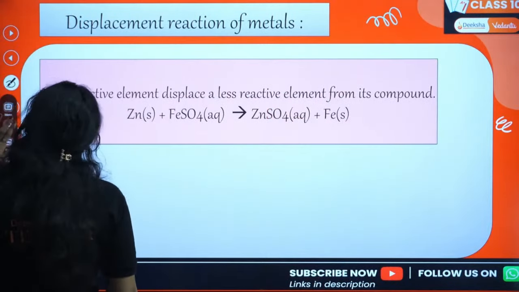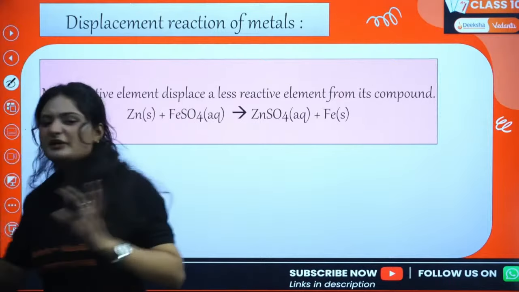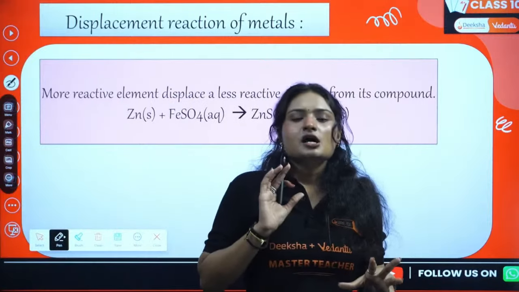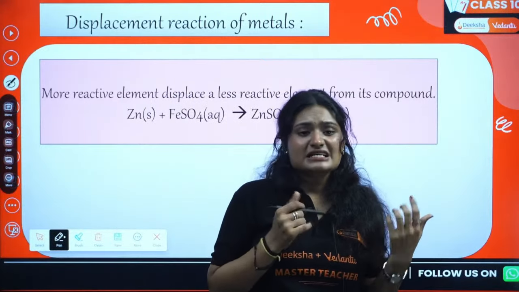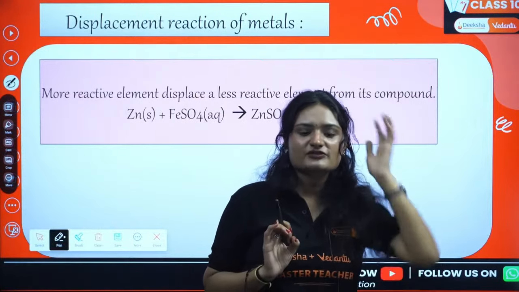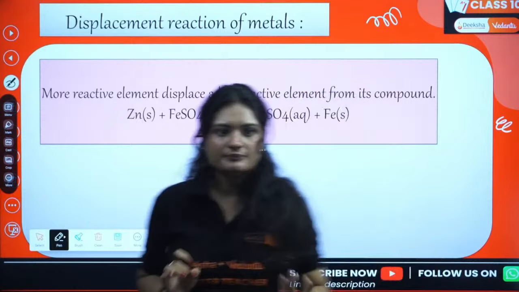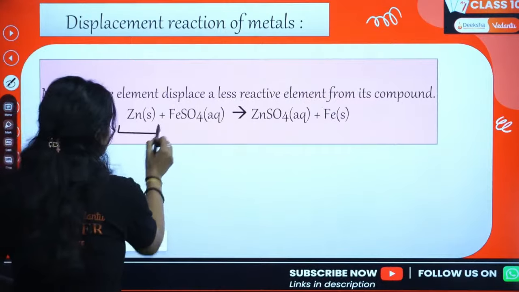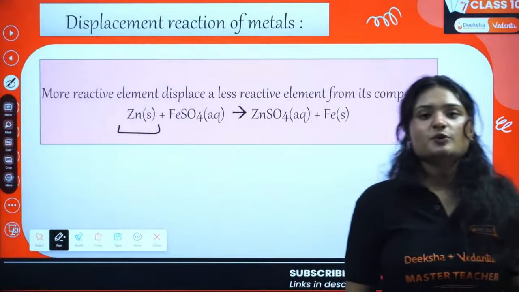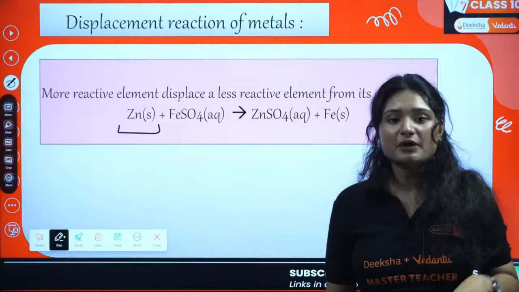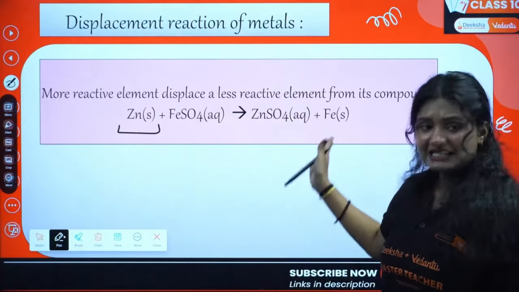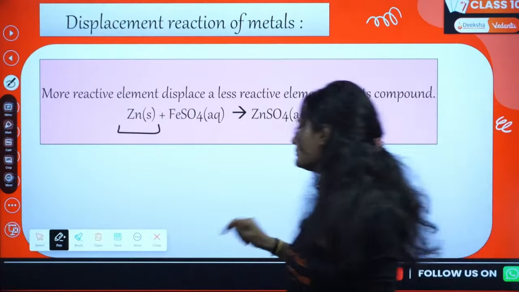Okay. Now one more reaction is there for metals, which is between metals. According to the reactivity series, a more reactive metal will displace a less reactive metal from its compound. That is a displacement reaction. What kind of reaction? Displacement reaction. Okay. So as we know, zinc is more reactive than iron, so it will displace iron from its corresponding compound, which is iron sulfate, and thus we will get zinc sulfate and iron. Okay.